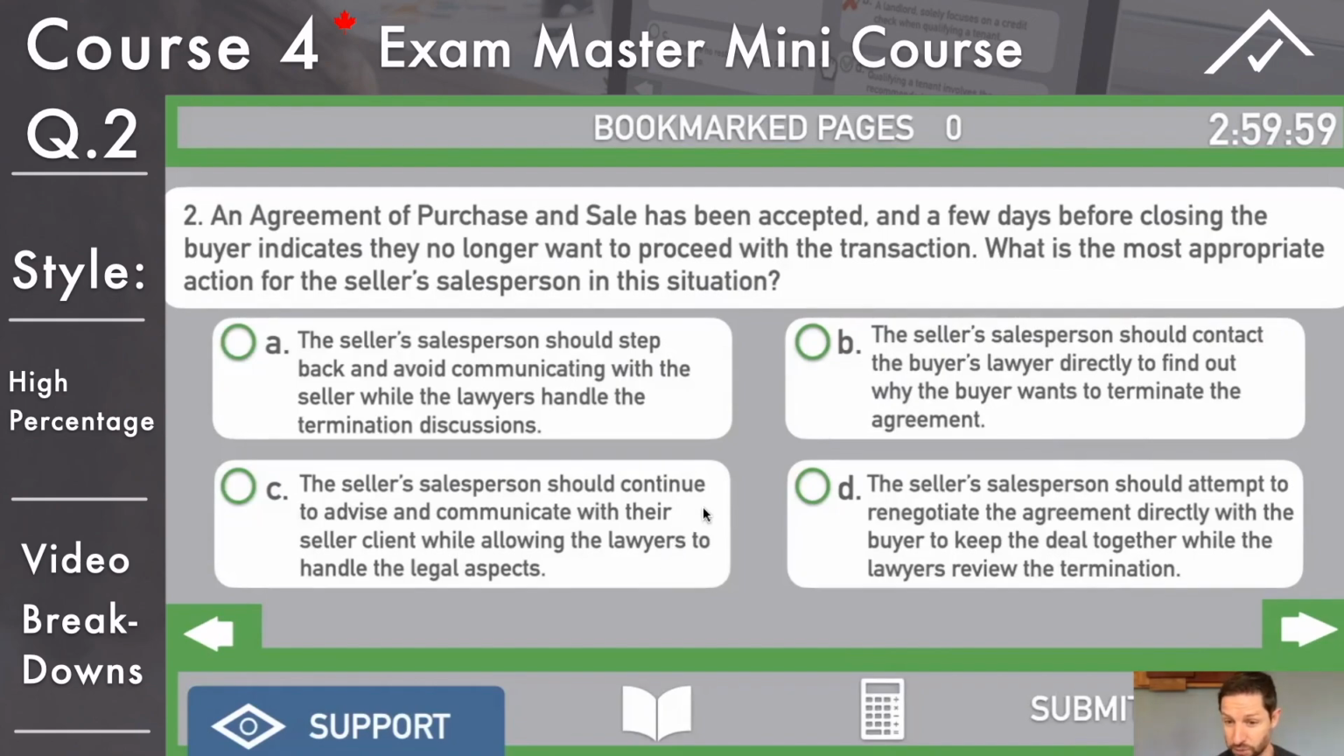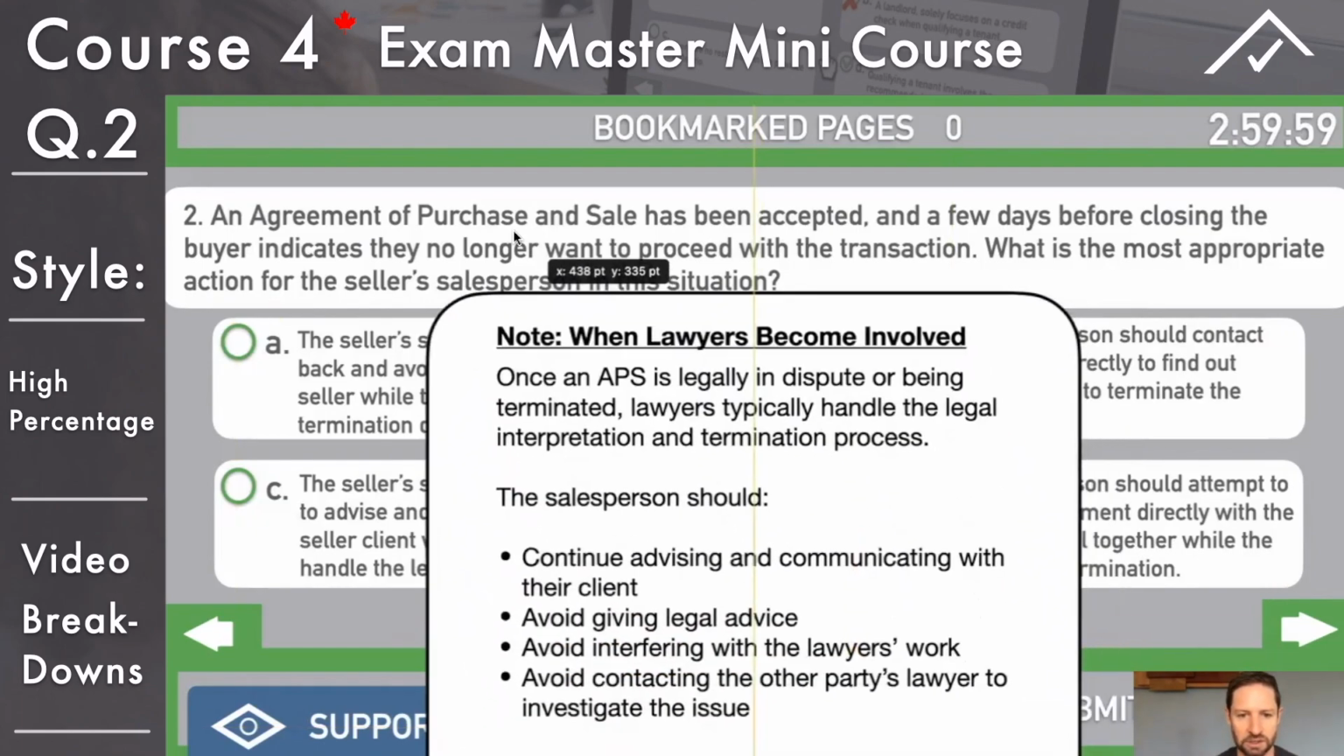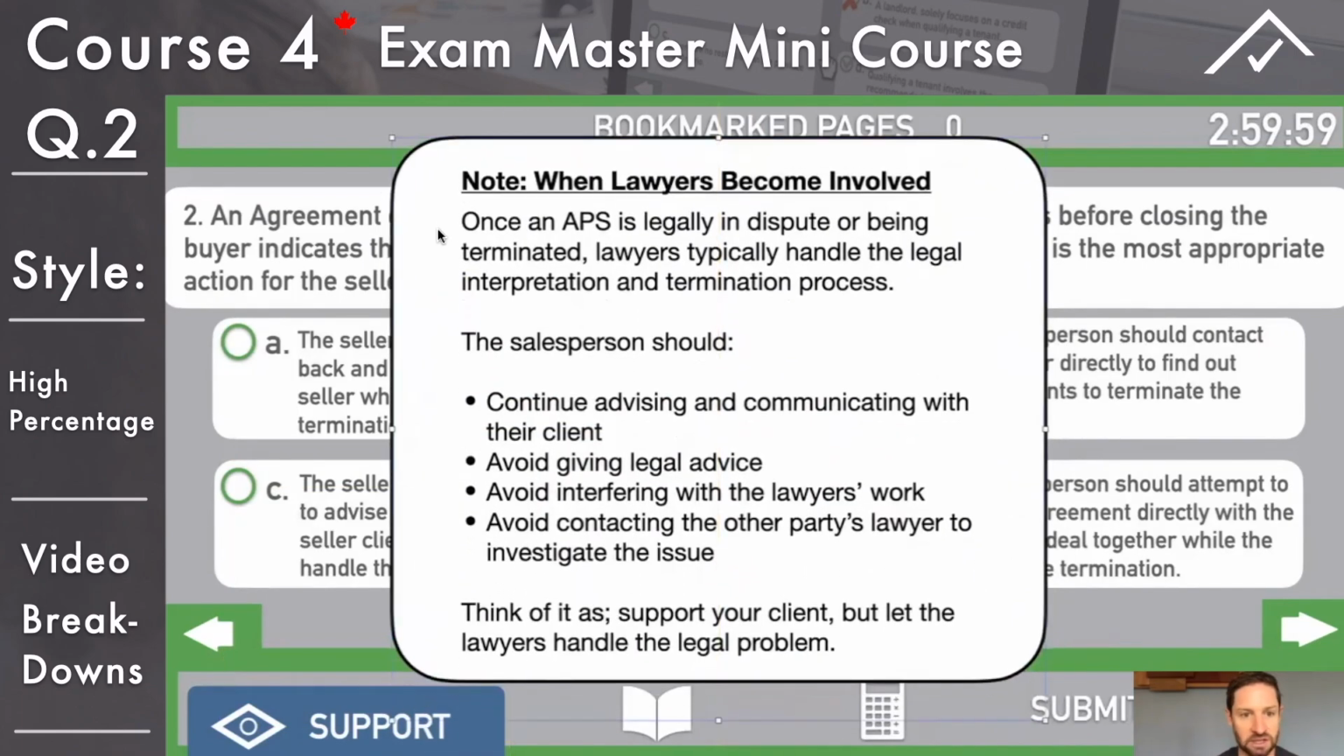D, the seller's salesperson should attempt to renegotiate the agreement directly with the buyer to keep the deal together while the lawyers review the termination. I do like how they throw this at the end here to possibly confuse you, but we know that they're not going to do that directly. You just talk to your clients while the buyer's representation talks to their clients, right? In this particular case. Let's quickly bring up a small note here because these questions can come up.